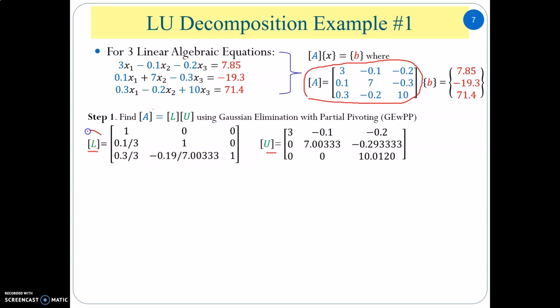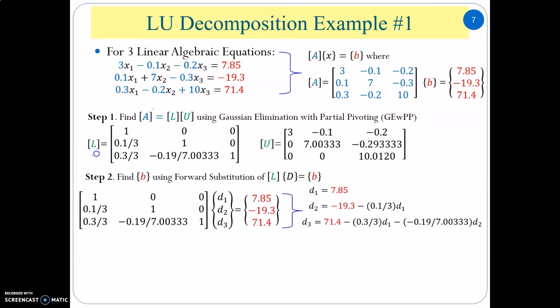You can check the accuracy of the lower and upper matrices here by using this formula. Take the lower matrix, multiply with your upper matrix, and the result LU should be equal to the A matrix. If the LU matrices are accurate, then we can proceed to the second step, which is the forward substitution.